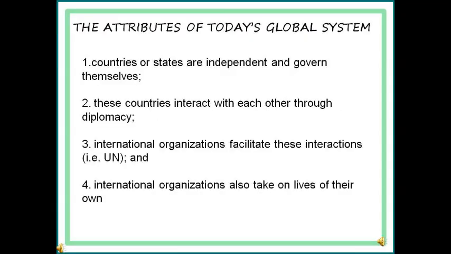In connection with global politics, may I present to you the attributes of today's global system, composed of four. 1. Countries or states are independent and govern themselves. 2. These countries interact with each other through diplomacy. 3. International organizations facilitate these interactions, like the UN. And last, international organizations also take on lives of their own.